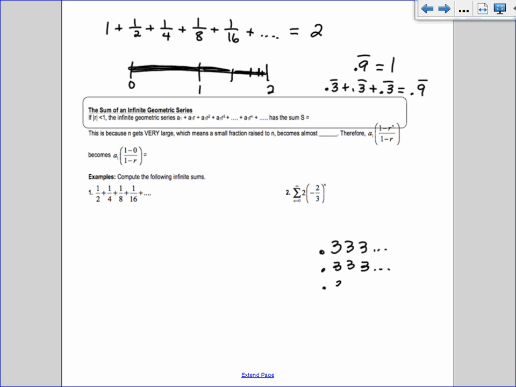You agree with me? It becomes 0.999 all the way. But that's 1/3 plus 1/3 plus 1/3, which is 1. Oh, yes. You're kind of starting to believe me a little bit. All right, so we'll talk about that.